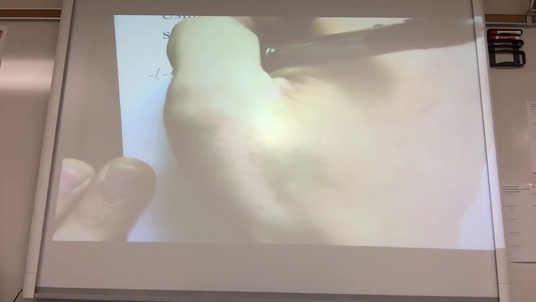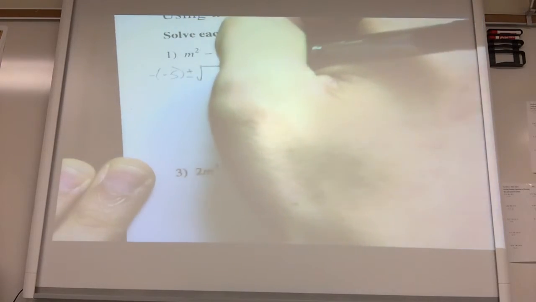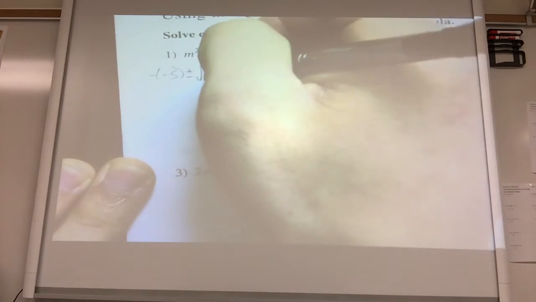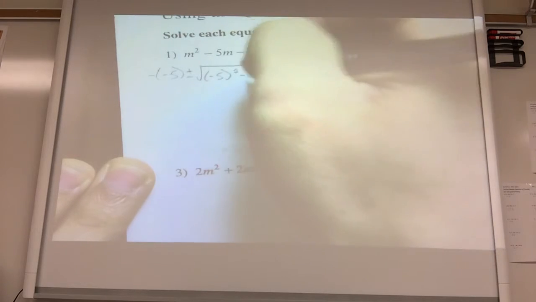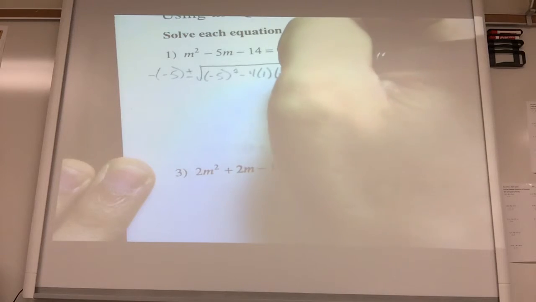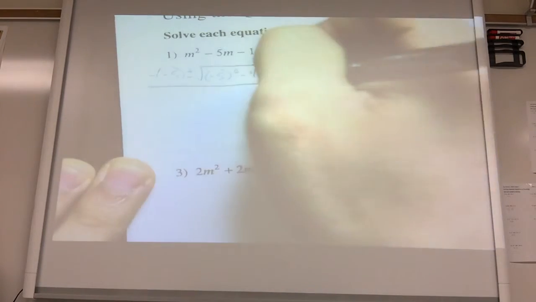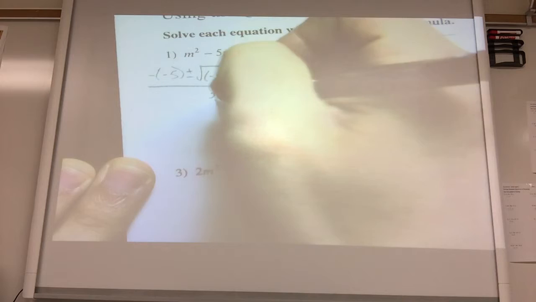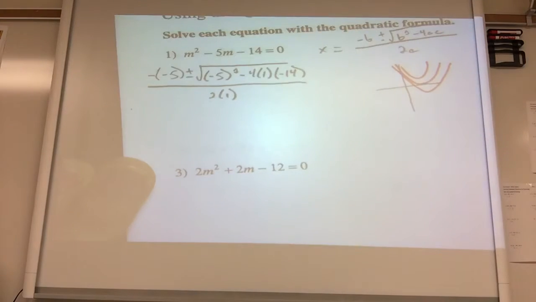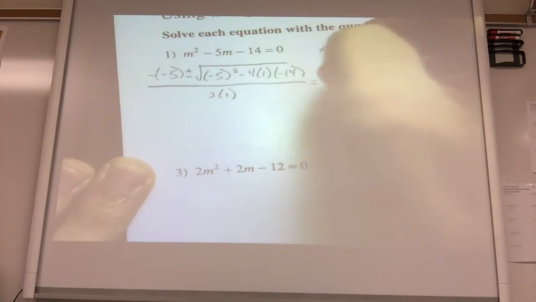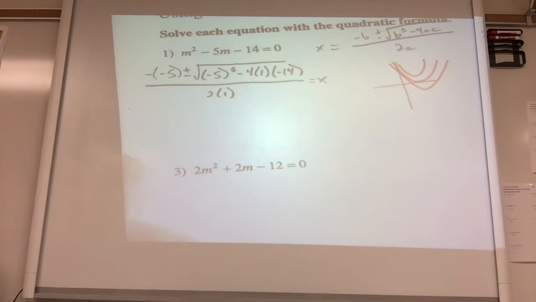So actually, let me go ahead and write it out like this. Negative b is negative 5 plus or minus the square root of b squared minus 4 times a times c, all over 2 times a. And that's what x is going to equal. So that all equals x. And really your entire objective from this point on is just to simplify.